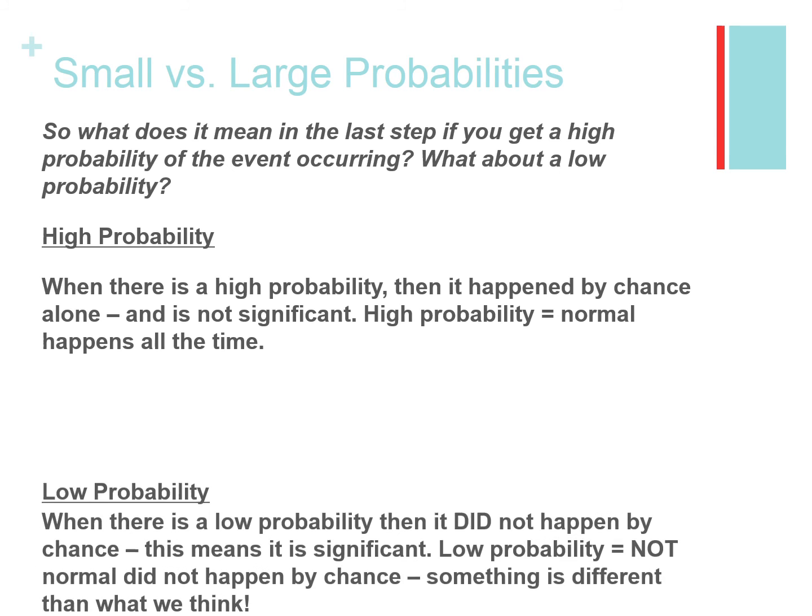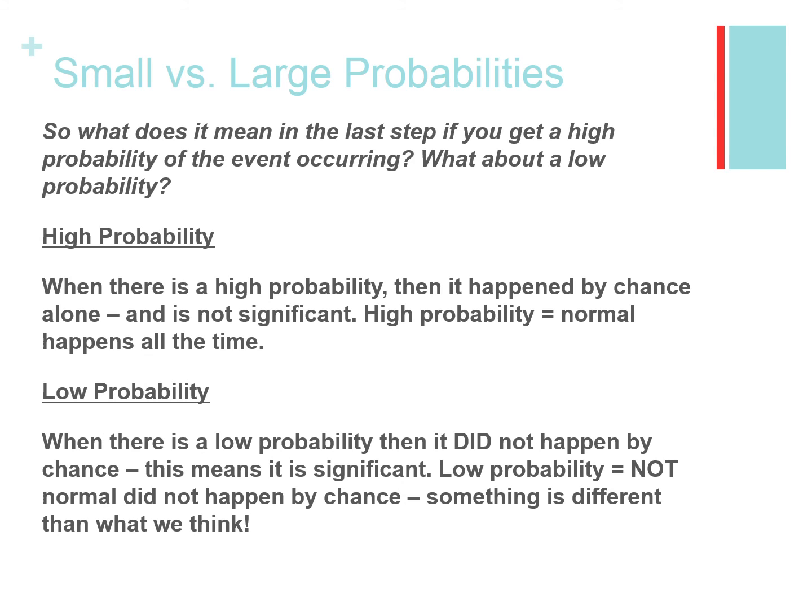But if there's a low probability, then it did not happen by chance alone. This means it's significant. If it's a low probability, it's really not normal. So think: if something is low, it's not normal. It didn't happen by chance, and something is different than what we think. We're going to be going into this in later sections, but just get an idea of what those high and those low probabilities look like.